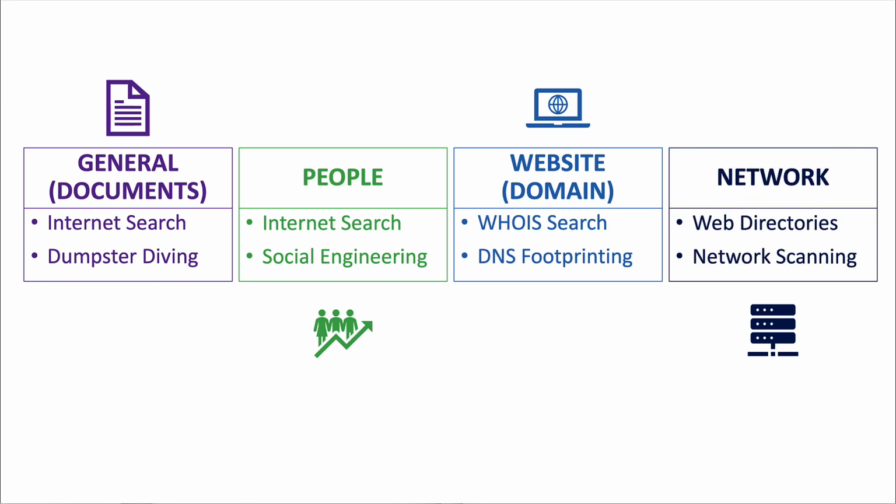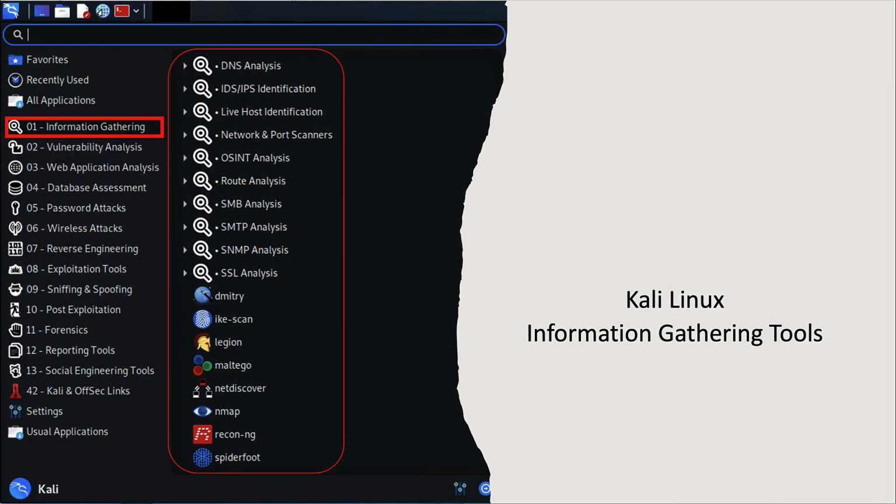Here are some categories of information with some techniques that you might use. Notice here that sometimes a simple internet search will do the job. More on that shortly. Another quick way and a practical way of organizing reconnaissance tasks is to use the grouping in our Tigerbox Kali Linux.